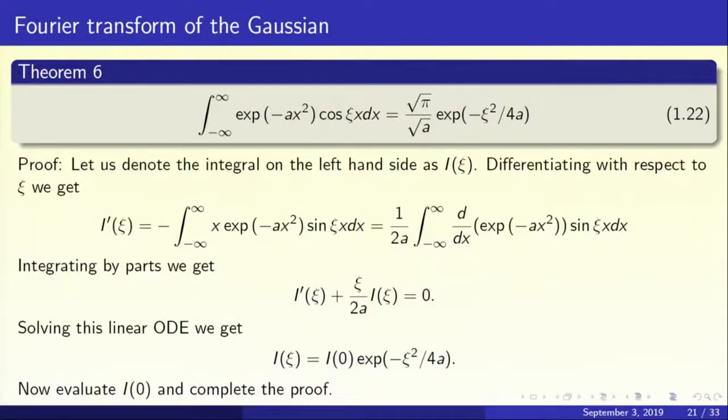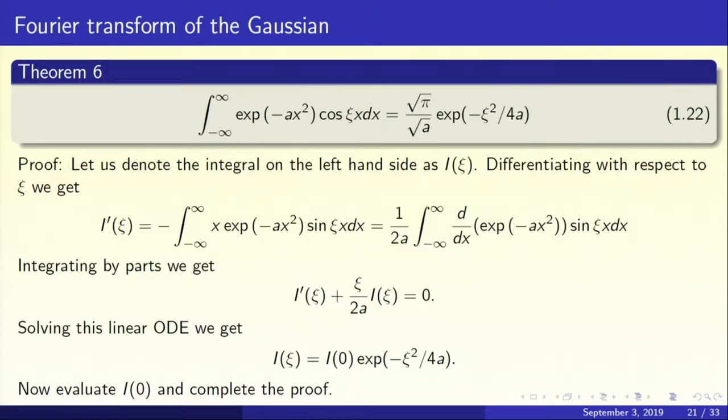The process of multiplying by an exponential can always be undone because the exponential function is never 0. So take this linear ODE, I prime chi plus chi upon 2a I chi equal to 0, and multiply it by the integrating factor and solve the ODE, and you get immediately I chi equal to I of 0 e to the power minus chi squared by 4a that you see on the last displayed equation on the slide. What remains now is to compute I of 0.